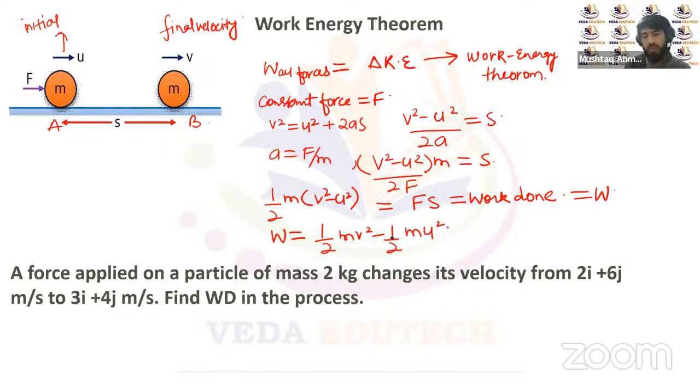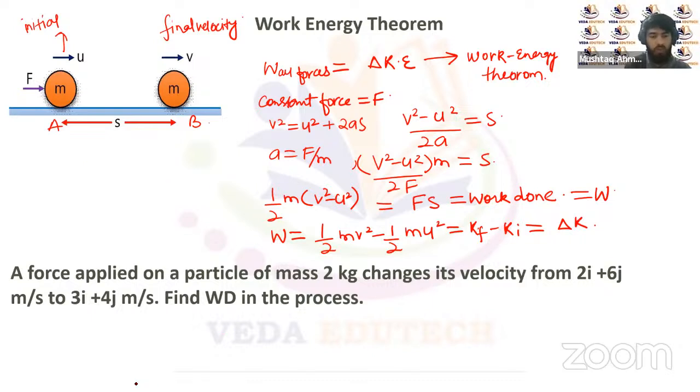And this half m v square is the final kinetic energy, K final, minus K initial. That's equal to the change in kinetic energy, delta K, right? The work done by any force, be it variable force or constant force, is always equal to the change in kinetic energy, right?